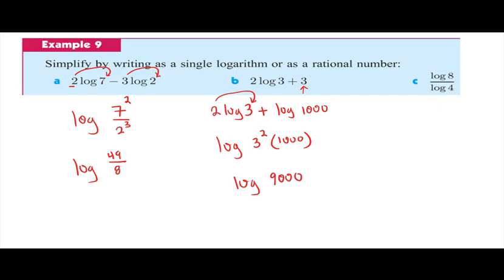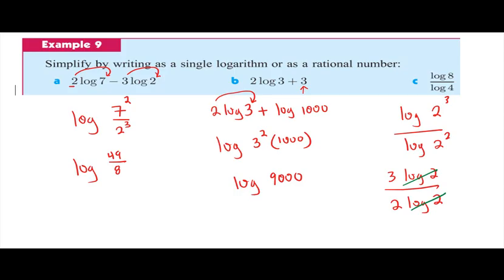So what do we do? Well, we can take the 8 and change it to 2 to the third power. On the bottom, we have the 4 changed to 2 squared. And using the property, we can move the exponent to the front. So we'll get 3 times log 2 over 2 times log 2. Now that you have 3 times log 2 and 2 times log 2, we'll be able to divide out these factors. So we're going to end up with 3 over 2 as our final answer.